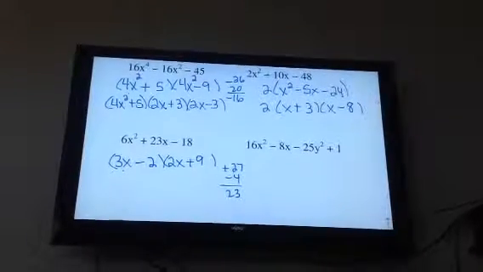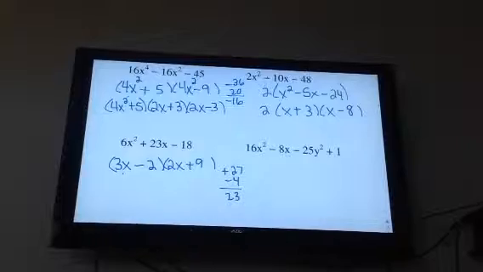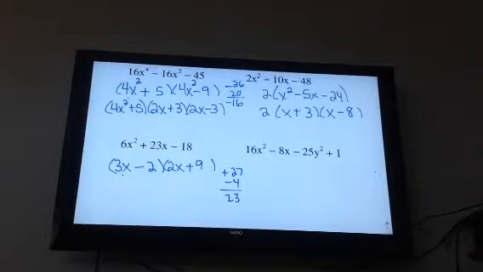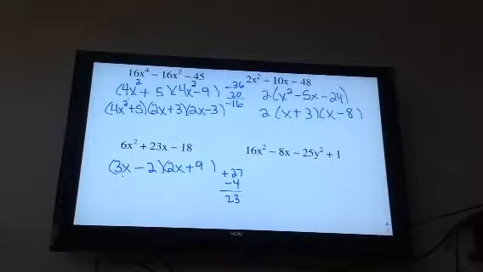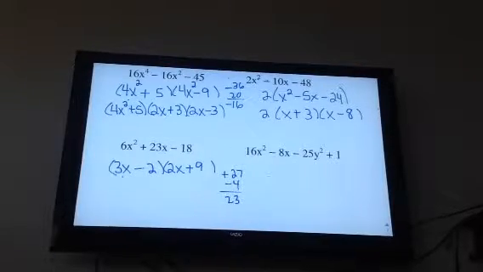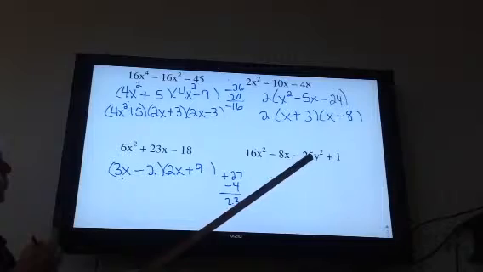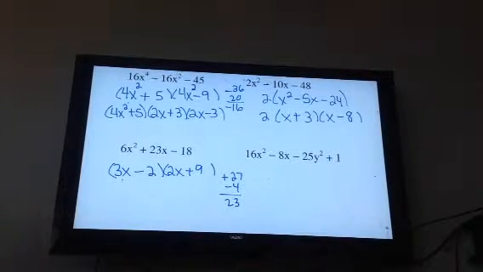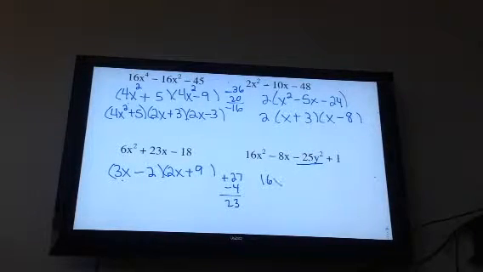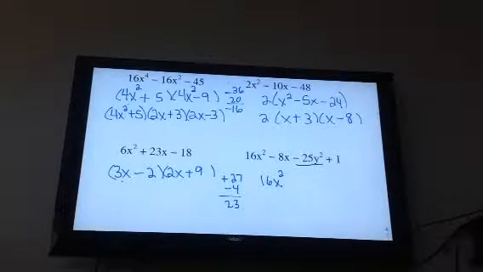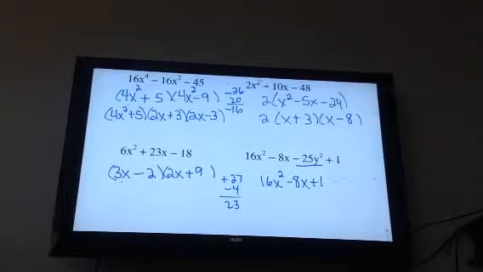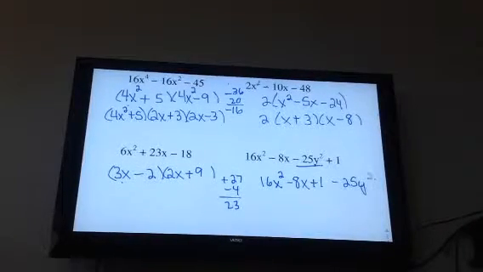Okay, and my last one. Common factor to all 4 terms? No. So 4 terms means look to group them. Since I have 3 squares, here's a square, here's a square, here's a square, 1 is a square. So I'm going to factor by grouping where the minus square has to go by itself. So I do have to rearrange this. So the minus square is at the end.